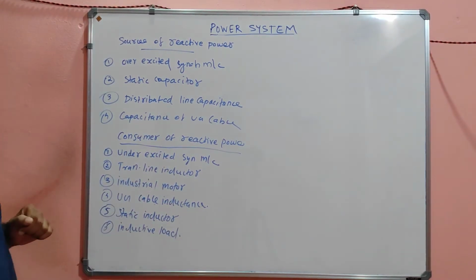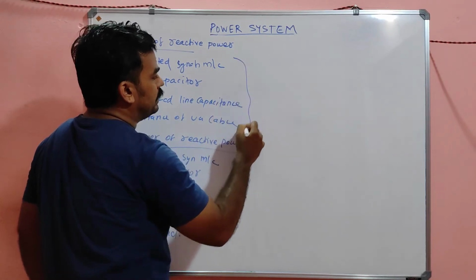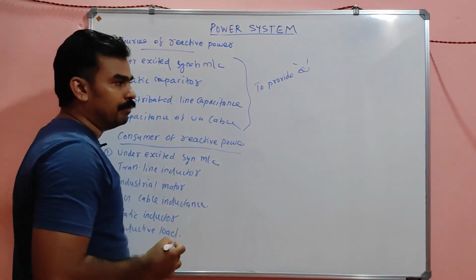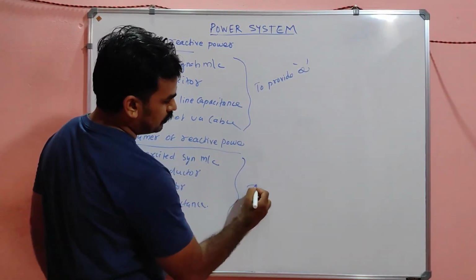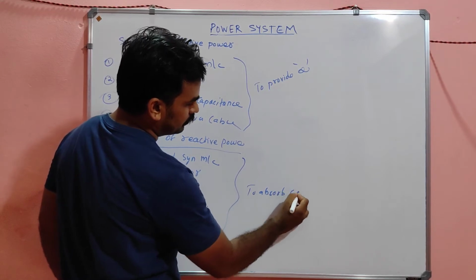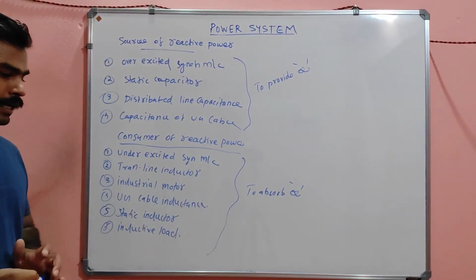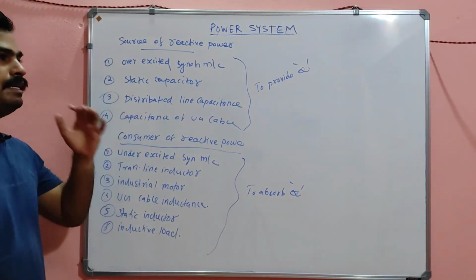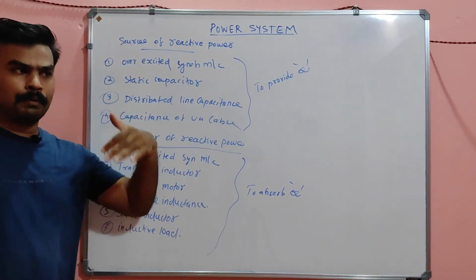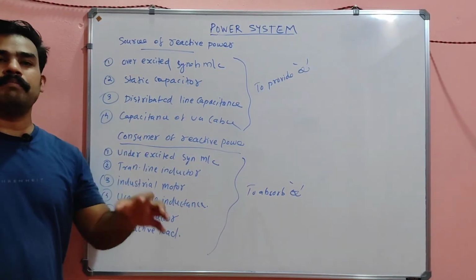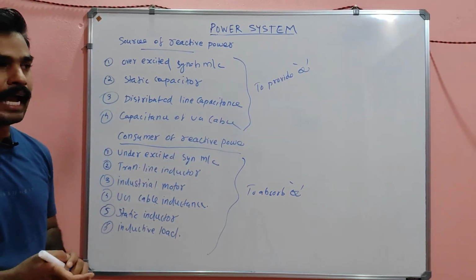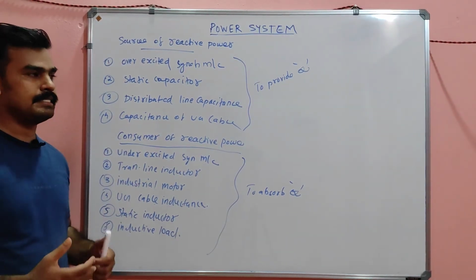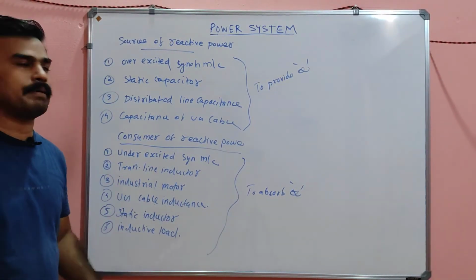That means these are the things to provide Q, that means the reactive power. These are the things to absorb Q, my dear. In the transmission system there are many things that provide reactive power. Providing reactive power means there is the effect of capacitance. Something which absorbs reactive power is called inductance, and something which provides reactive power is called capacitance.